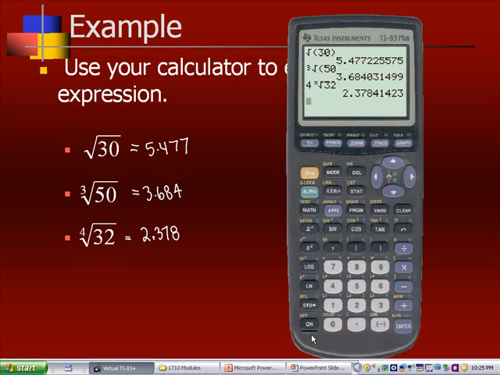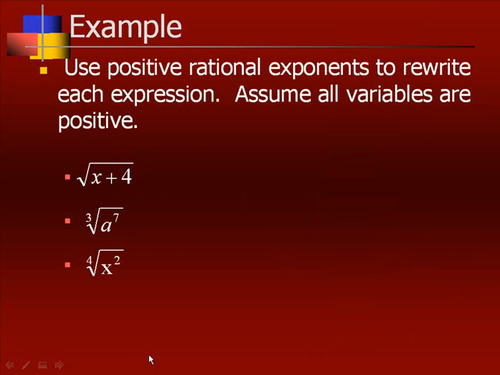2.378. Now, use positive rational exponents to rewrite each expression. Assume all variables are positive. Well, the radicand, or the part under the radical sign, is x plus 4, and that's going to the 1/2 power.